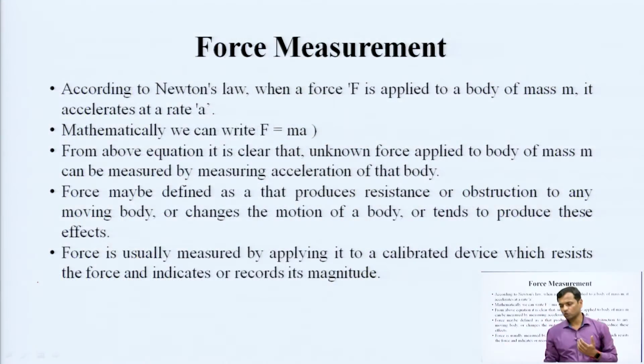In the last class, we discussed the various displacement devices. Now, according to Newton's law, when a force F is applied to a body of mass m, it accelerates at the rate a. So mathematically, the force F is equal to ma. From this equation, it is clear that an unknown force applied to a body of mass m can be measured by measuring the acceleration of that body. So the force F is proportional to the mass m and the acceleration.